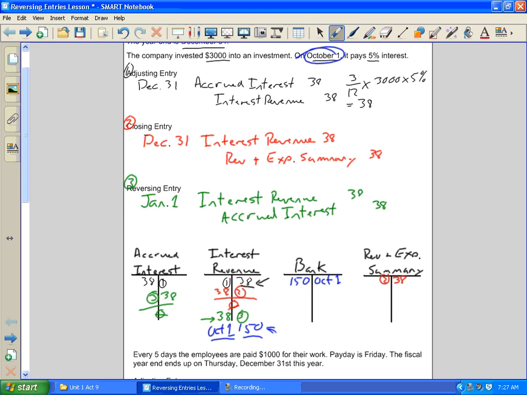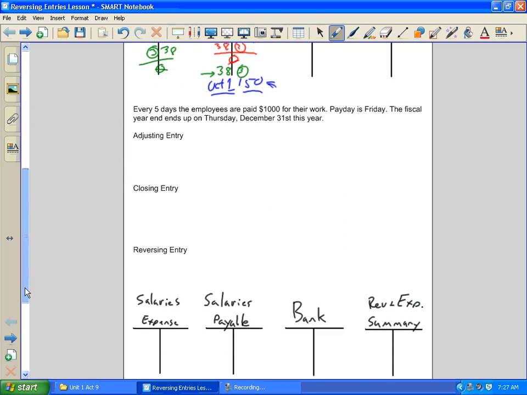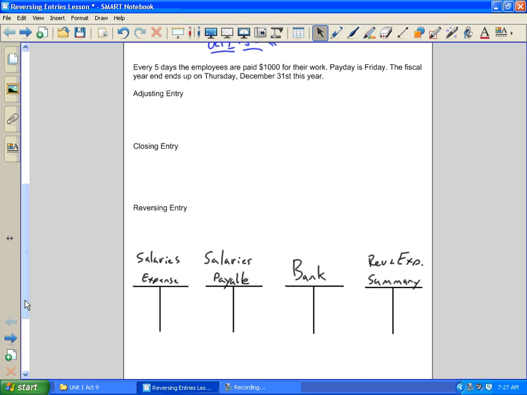Okay? All right. Moving on. We're going to do the second one. This time we're going to do another review of an accrual expense. So in this example, what we've got is a payment expense. So every 5 days, the employees are paid $1,000 for their work. The payday is Friday. The fiscal year ends on Thursday, December 31st this year.